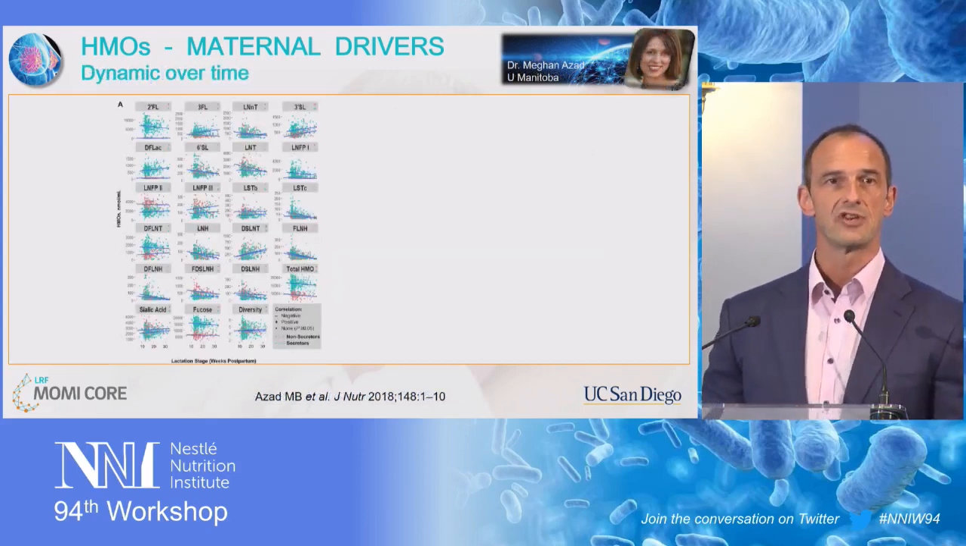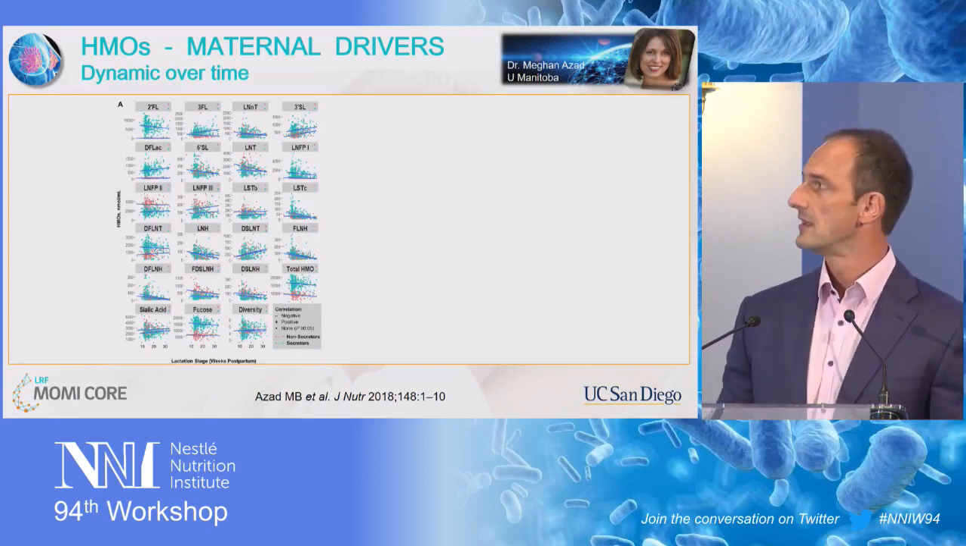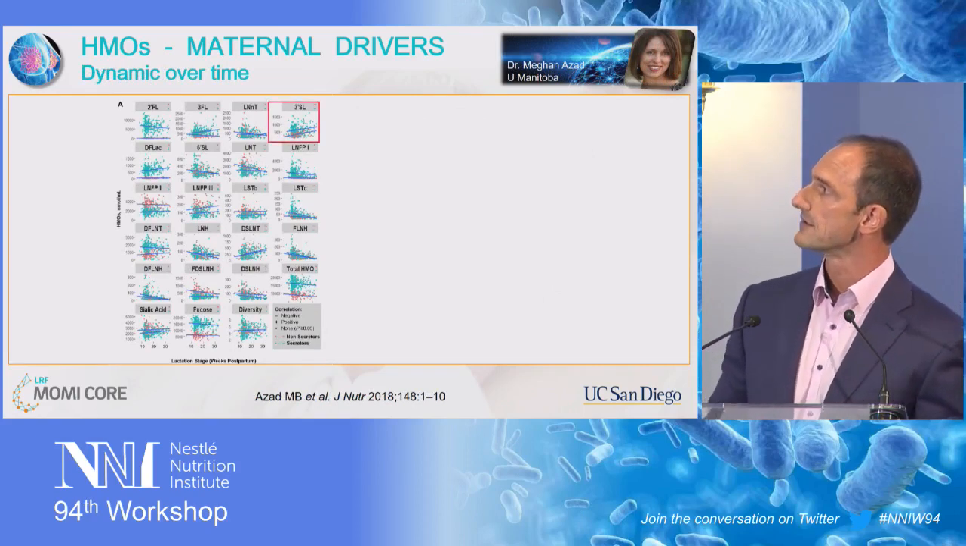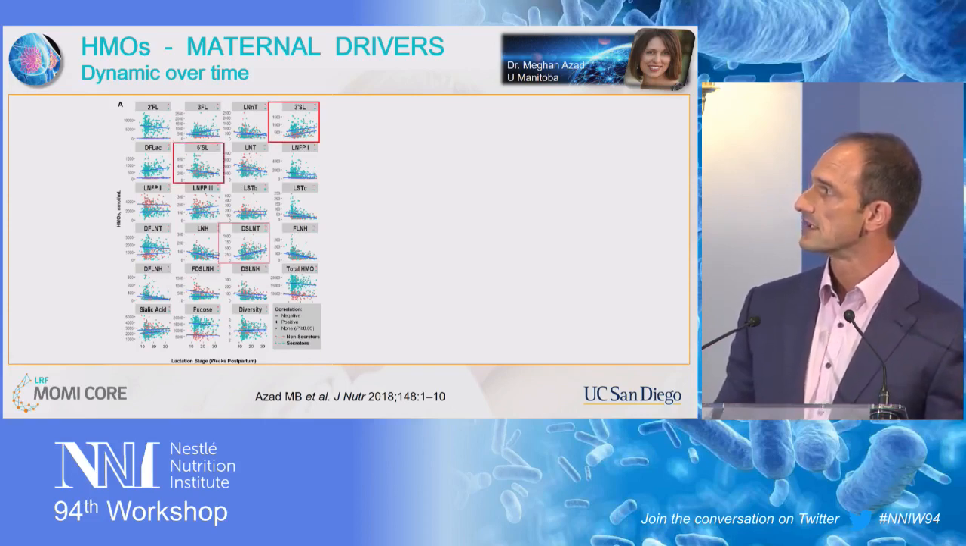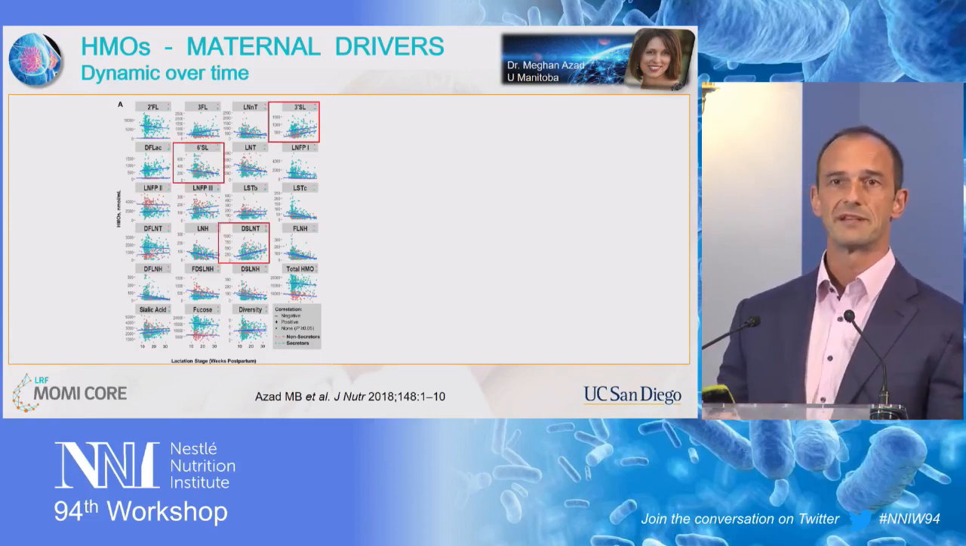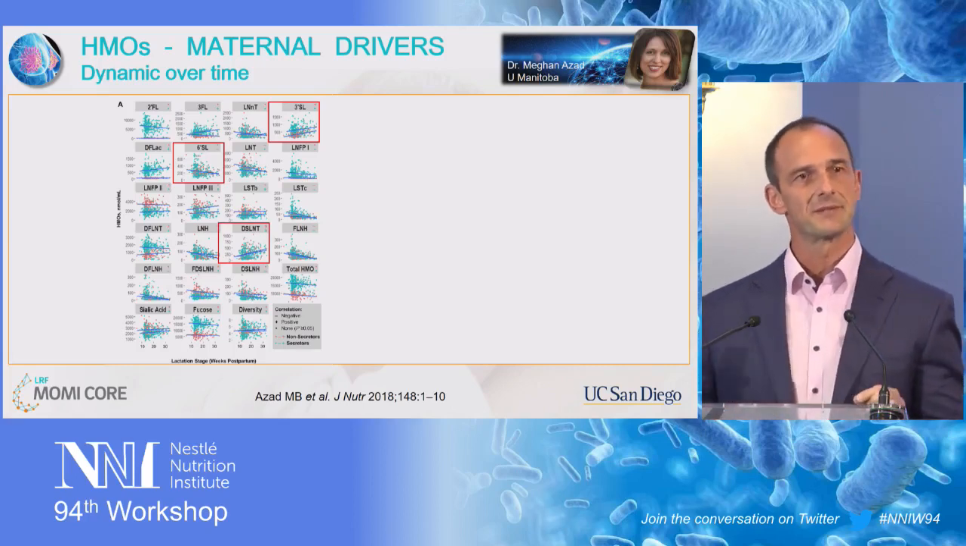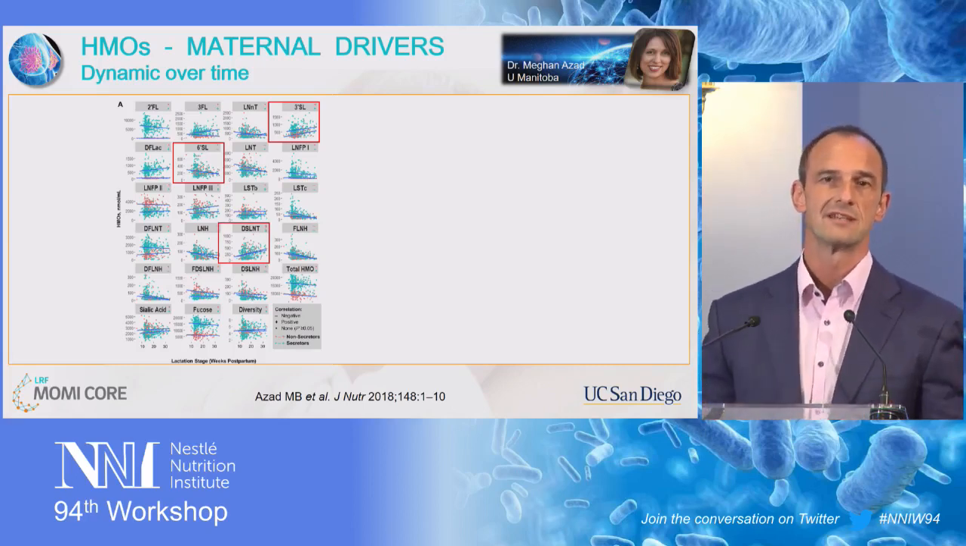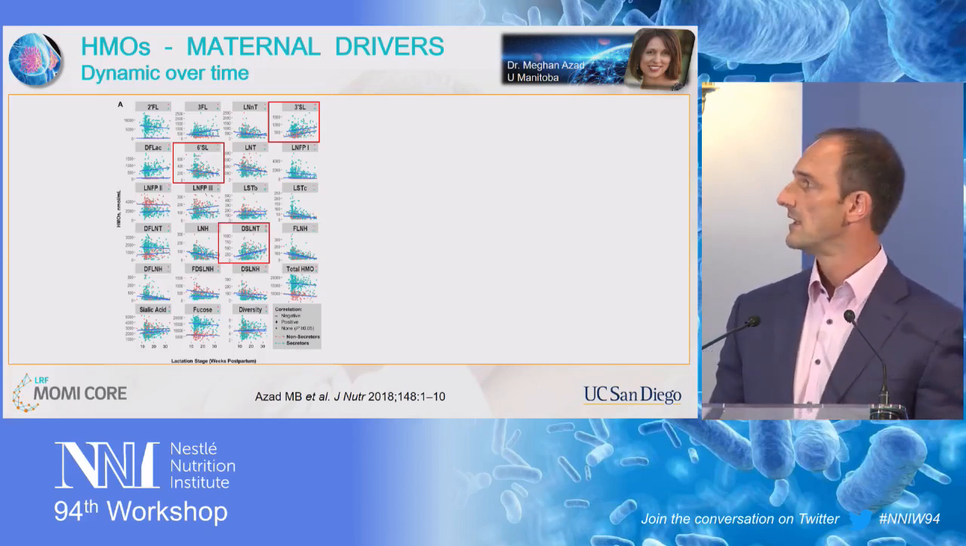Oligosaccharide composition changes over the course of lactation. You see, for example, 3'-sialyllactose goes up in concentration, 6'-sialyllactose goes down, DSLNT goes up, and you can go through multiple different oligosaccharides, and you go through multiple different cohorts, and you find the same trends in different cohorts.